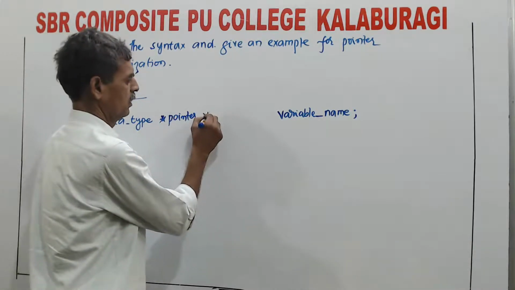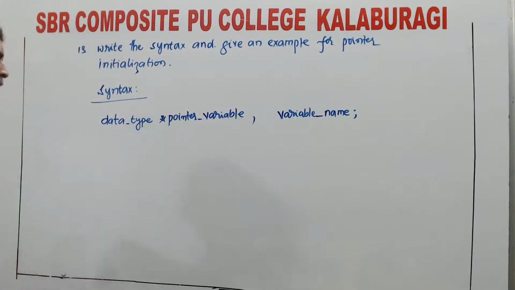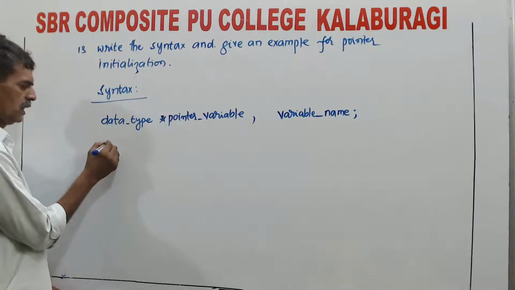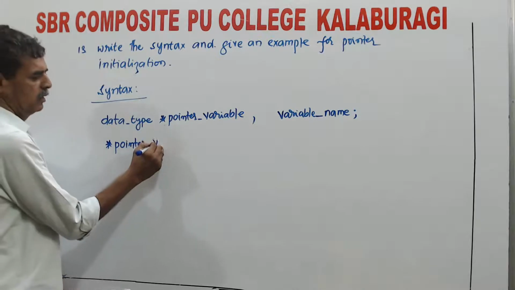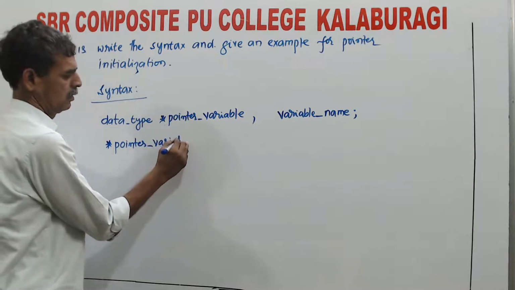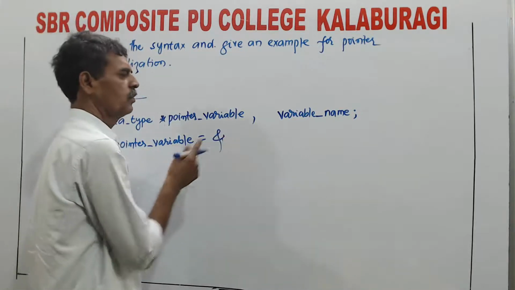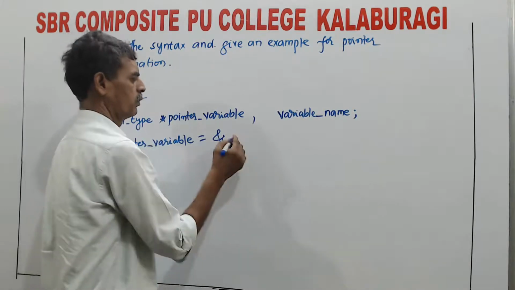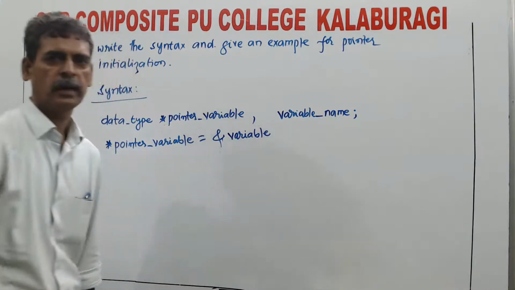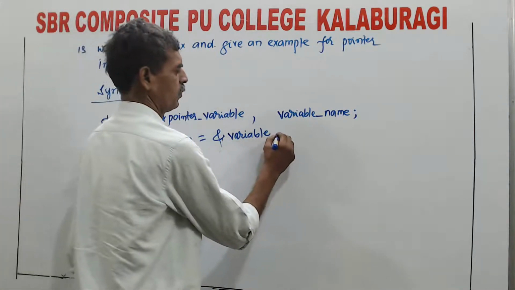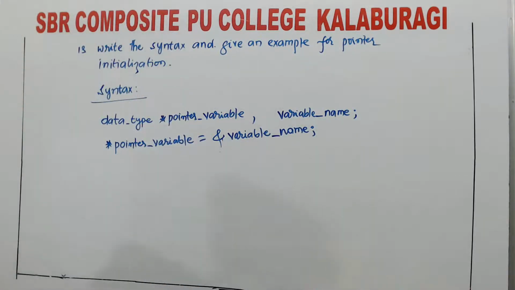Pointer variable. Comments now. Pointer variable is equal to star pointer variable; pointer variable is equal to ampersand, address of variable. Write the variable name. Okay, write the variable name. Right. Example.